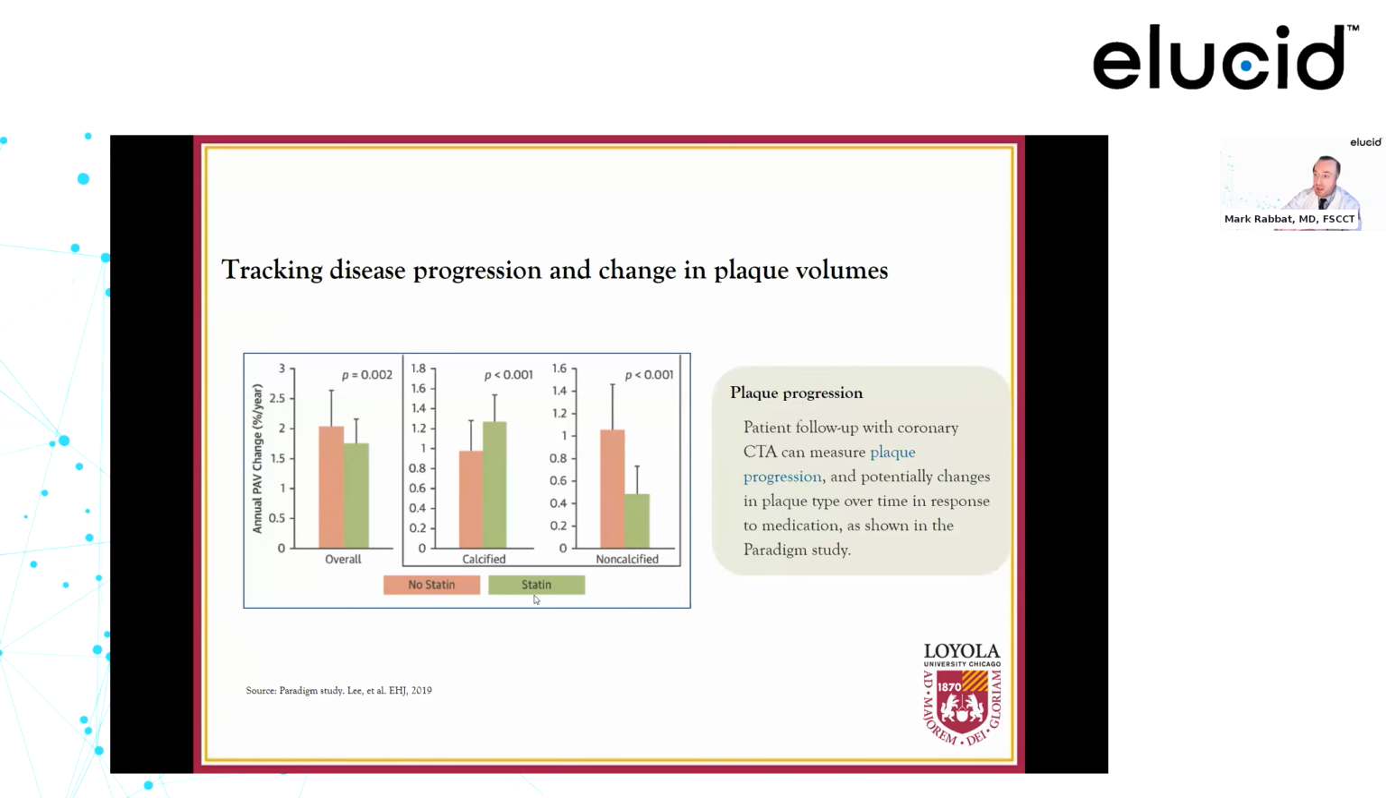with coronary CTA can measure these metrics of plaque progression and potentially changes in plaque type over time in response to medications. So this is data looking at those that received statins compared to no statins, and you can see that those individuals who received statins had less plaque progression over time, which is primarily driven from a reduction in non-calcified plaque progression.